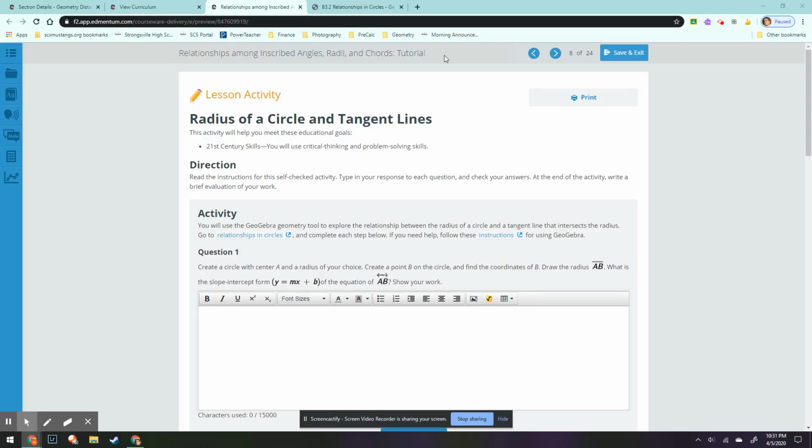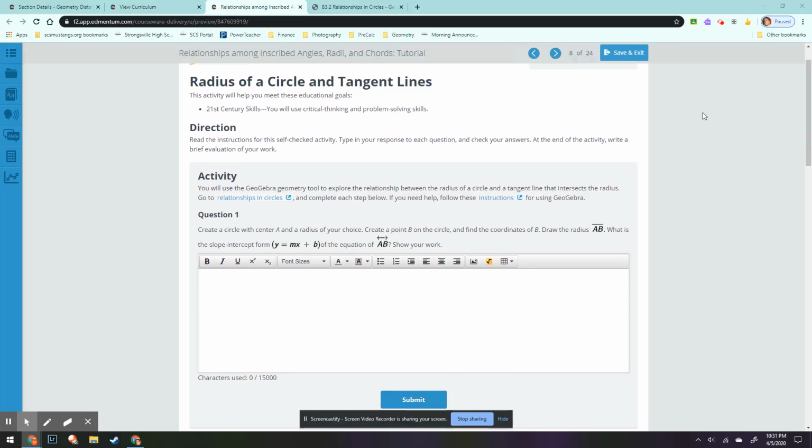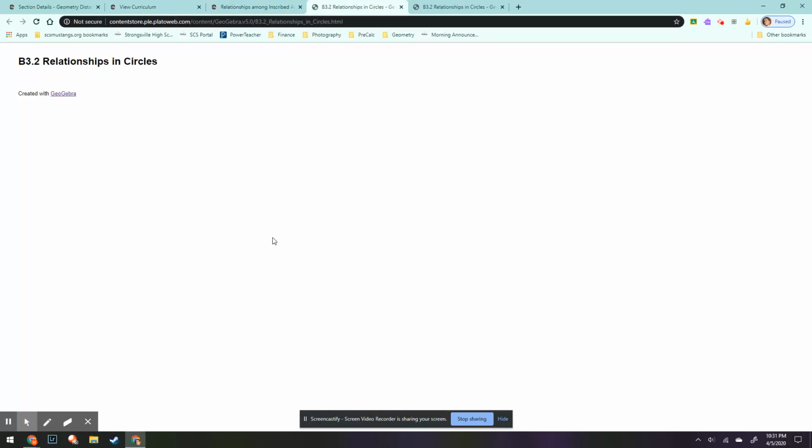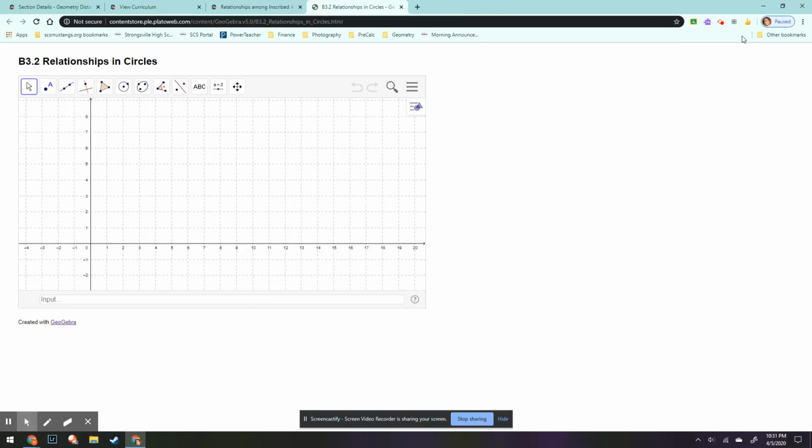Within these tutorials are activities where they want you to use Geogebra. We've done Geogebra in class, but it's been a while, so I wanted to kind of walk you through how to do that. The first activity we have to do is the radius of a circle and tangent lines. The very first thing they want you to do is click on this link, which takes you to Geogebra. And so here's what the Geogebra window looks like.